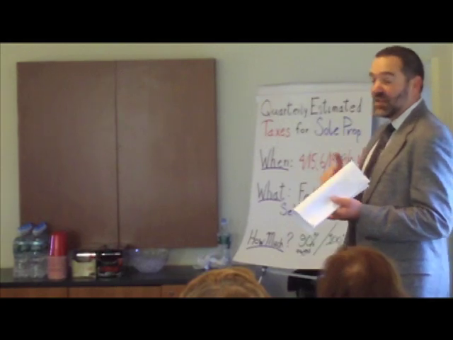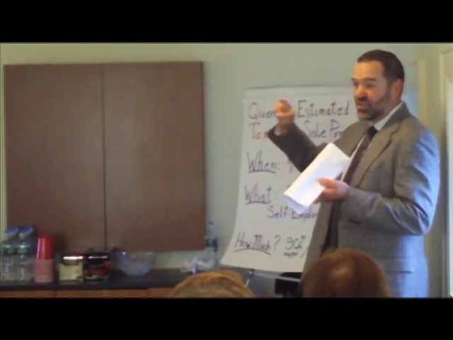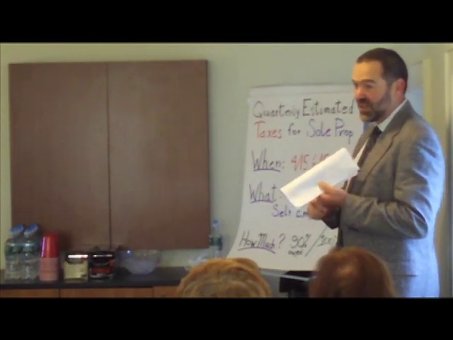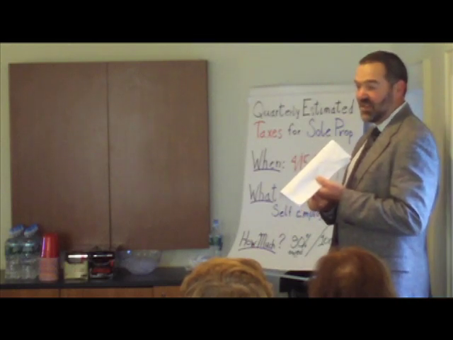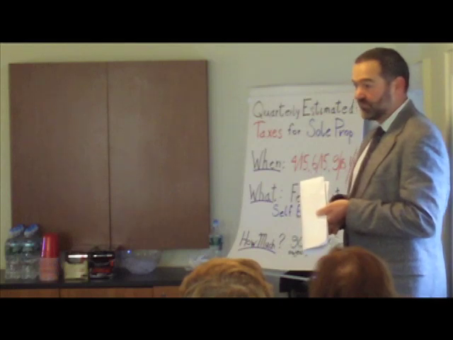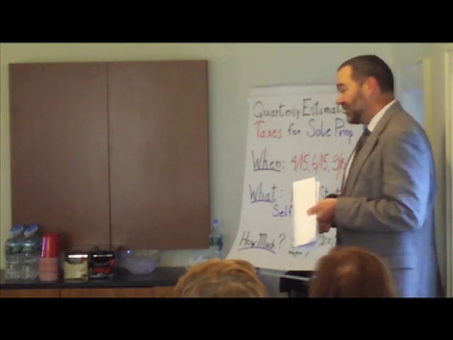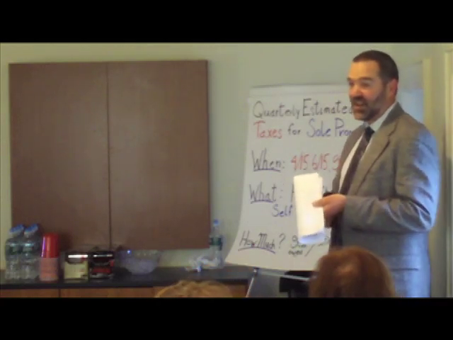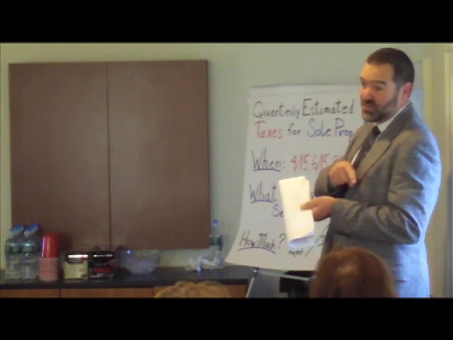What do you have to file? You have to file both, because it's a two-tax system on sole proprietors. You have to file federal and state estimated payments as well as self-employment. How much should you pay? Rule of thumb is to take 100% of what you owed last year and divide it by 4.